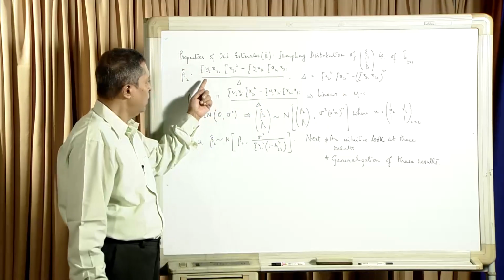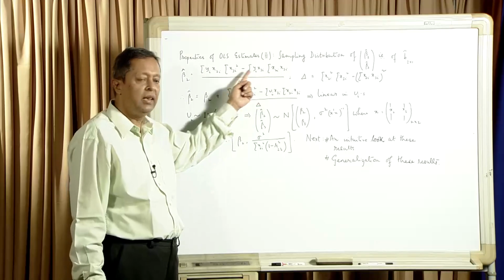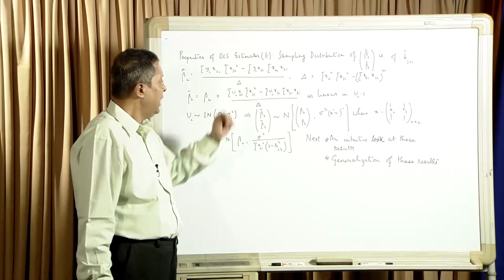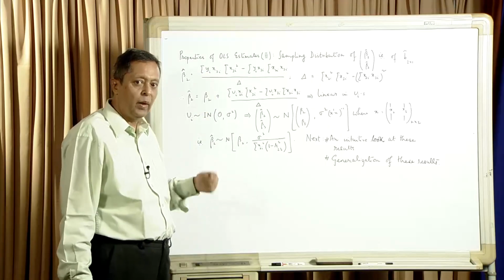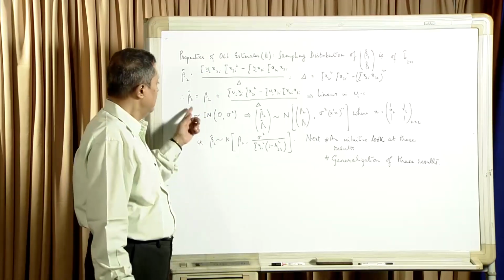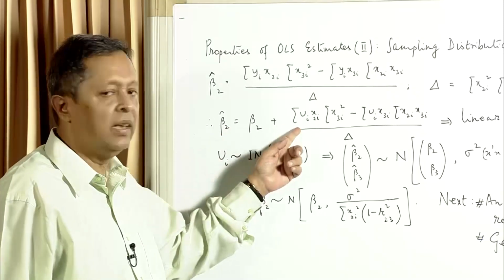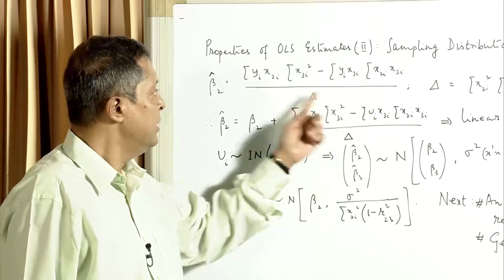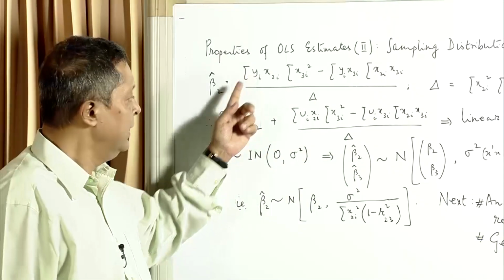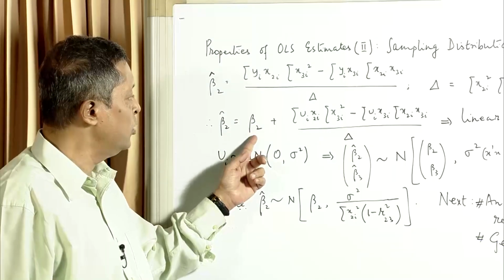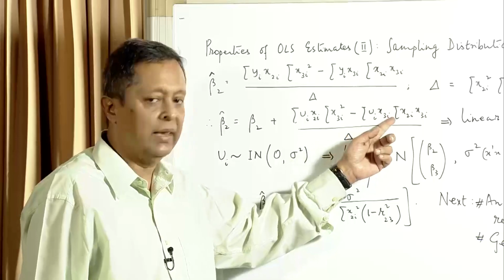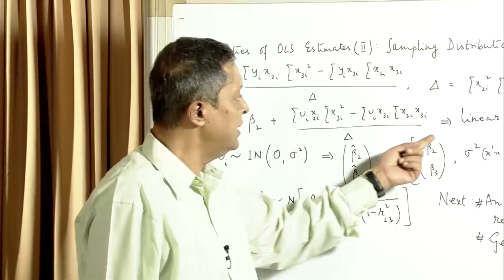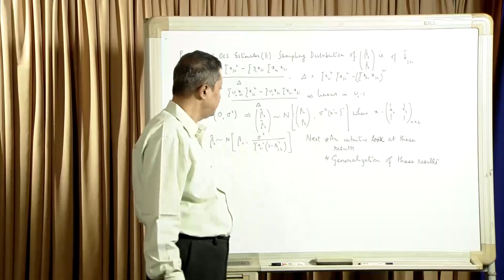You would have noticed already that this expression is linear in y, and because it is linear in y, once we substitute y as a function of ui, beta 2 hat becomes linear in ui as well. Substituting the value of y gives us beta 2 hat equal to beta 2 plus an expression which is linear in ui. So, beta 2 hat is linear in ui's.